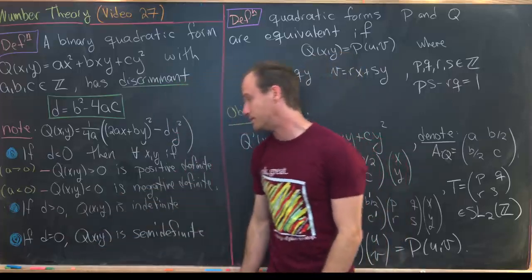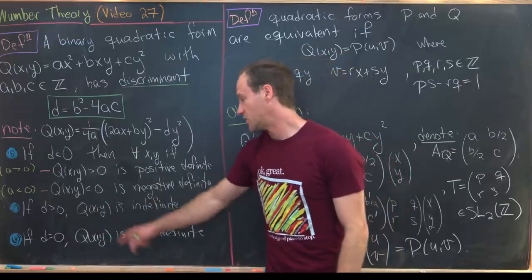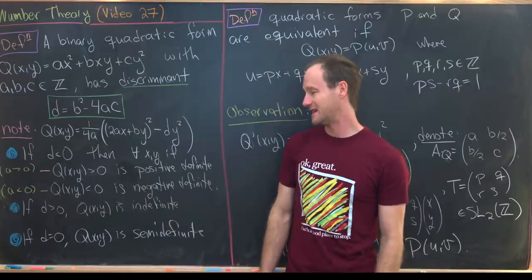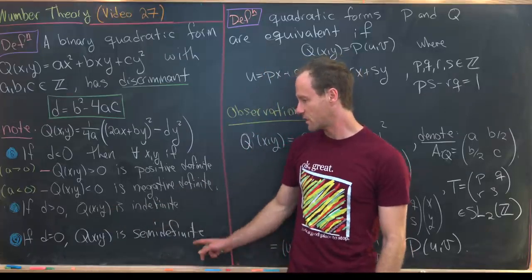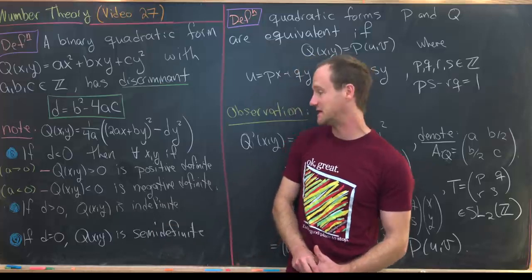But if D is bigger than 0, then q(x,y) is something called indefinite. And if D equals 0, then q(x,y) is semi-definite.